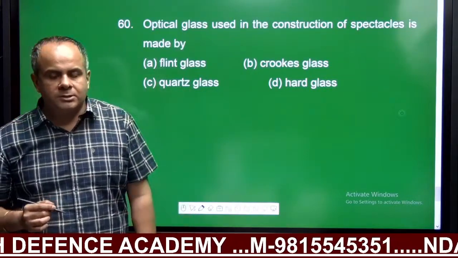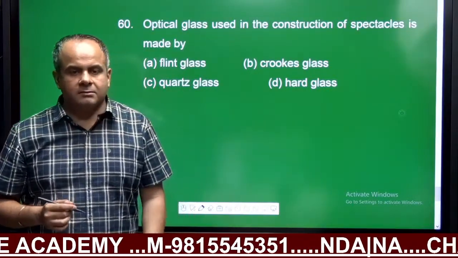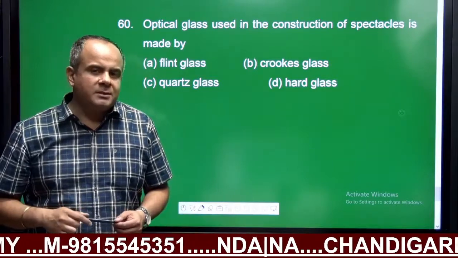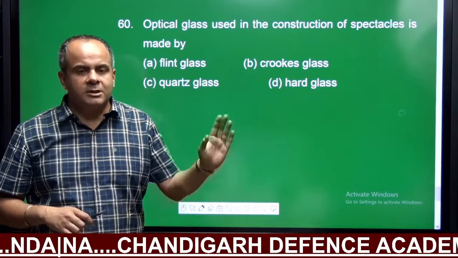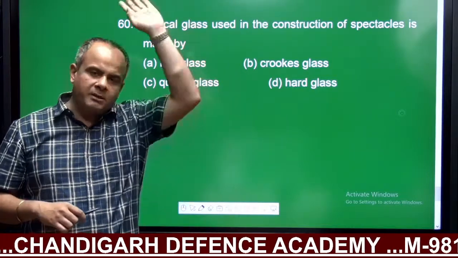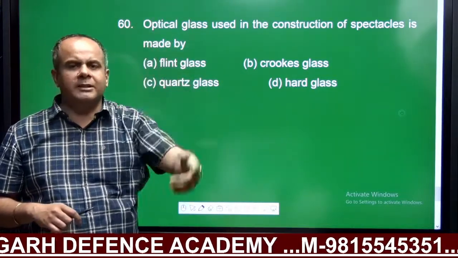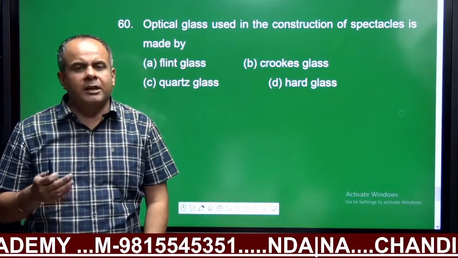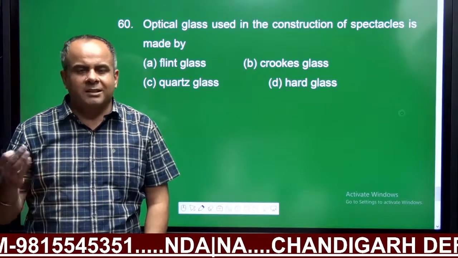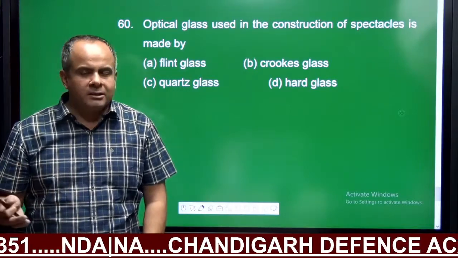Optical glass used in the construction of spectacles is. This has been a very debatable question. Why is it a debatable question? Because when this question came in the exam in India, many years ago, there were not so many types of glass. Now the spectacles that we wear, we have a lot of glasses, plastic glasses, ultraviolet protected glasses, and so on.